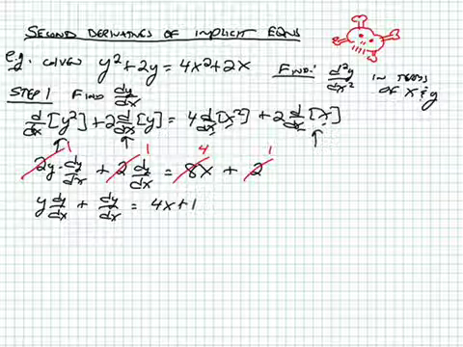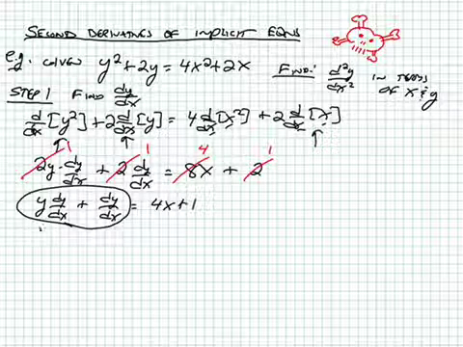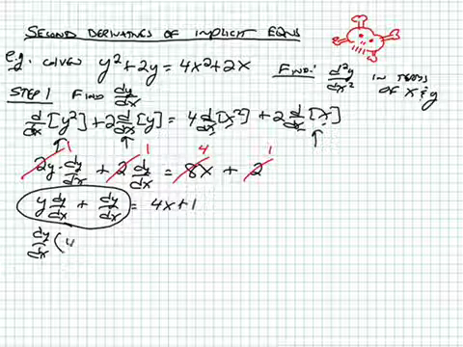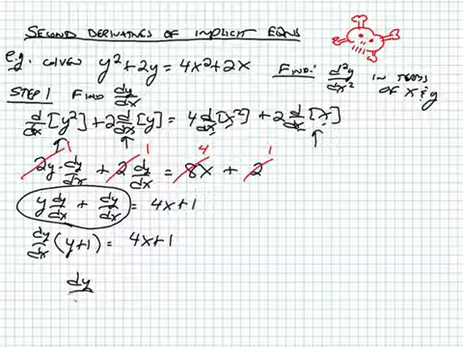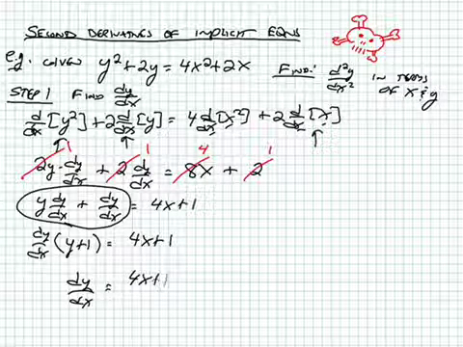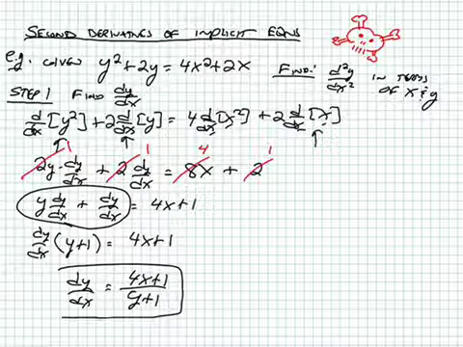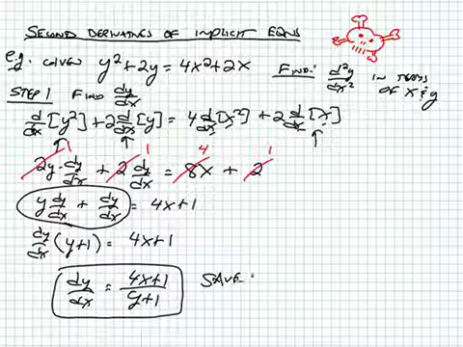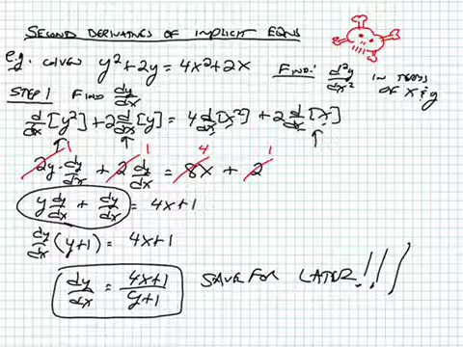Now remember, I want to isolate dy dx and get everything with dy dx on the left hand side, which it is. So all I need to do here is factor out the dy dx. So I've got dy dx times y plus 1 is equal to 4x plus 1. So the first derivative of this implicit equation is going to be 4x plus 1 divided by y plus 1. Now we have to save this for later. And this is part of what makes this tricky. Okay, so we're going to save this for later.